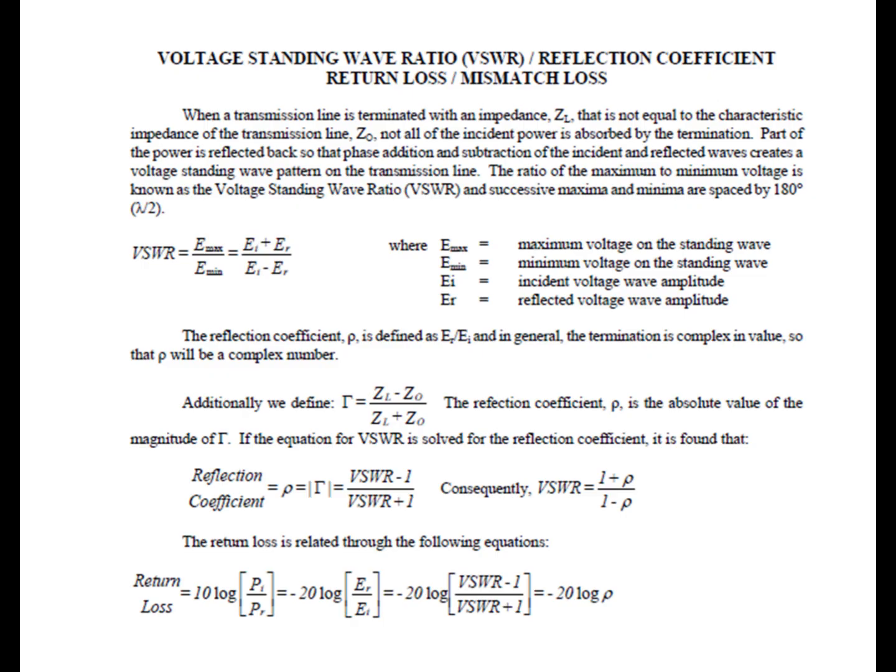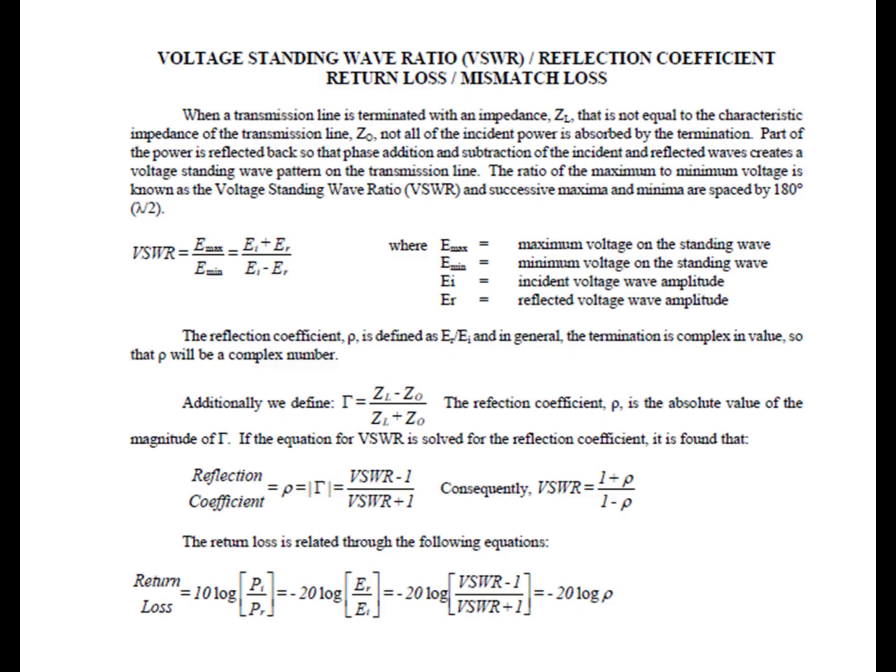What is return loss? Return loss tells us how much power is not reflected, and we express it in decibels. The formula is return loss equals minus 20 log of rho. Higher return loss means a better match. For example, 20 dB or 30 dB return loss is very good.